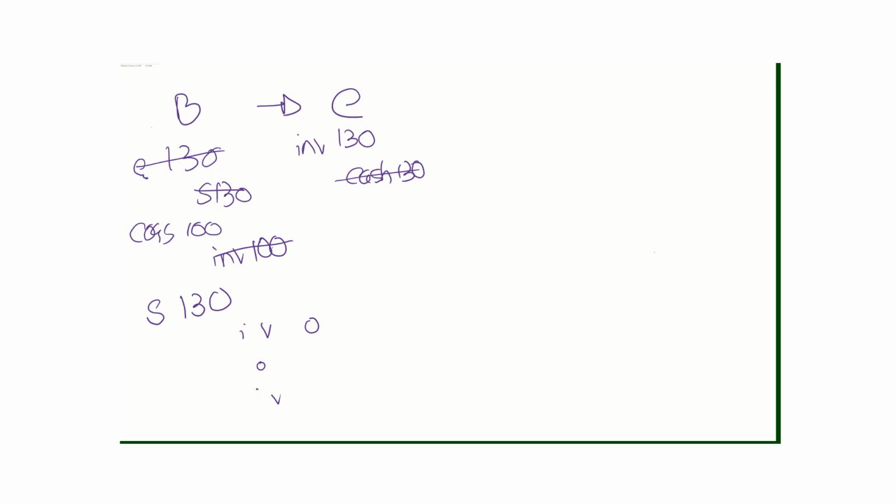Hi, I just wanted to provide an example of intercompany transactions to explain why the journal entries are the way they are. Okay, so let's get started.